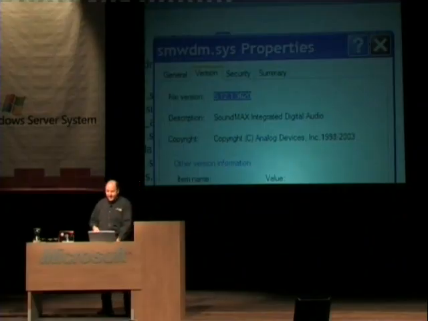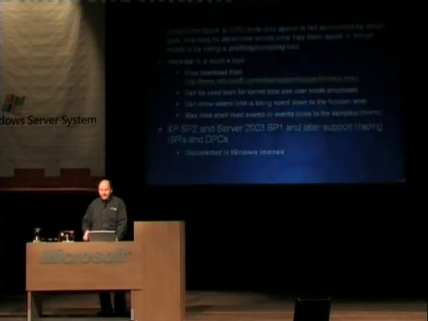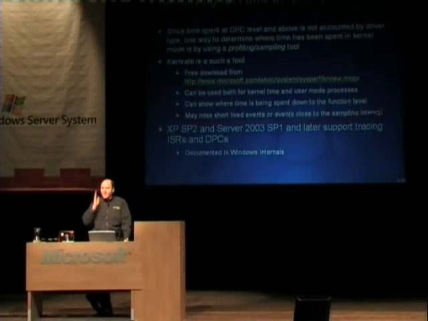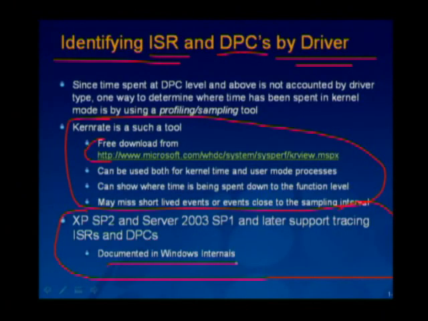So kern rate is one way to get an idea of where the system is spending interrupt time. But even kern rate is susceptible to missing short-lived events because it's sampling. So although I'm not going to demo this, I'll just mention it. It's documented in our book. And there's a knowledge base article, by the way. You can get that online.